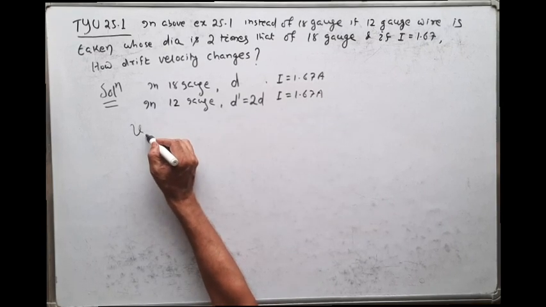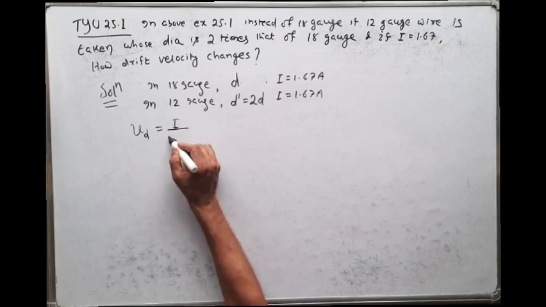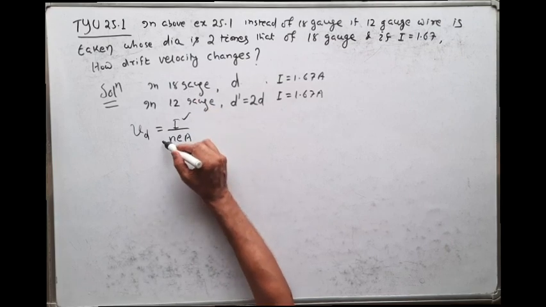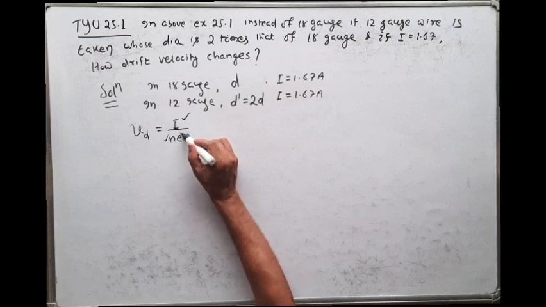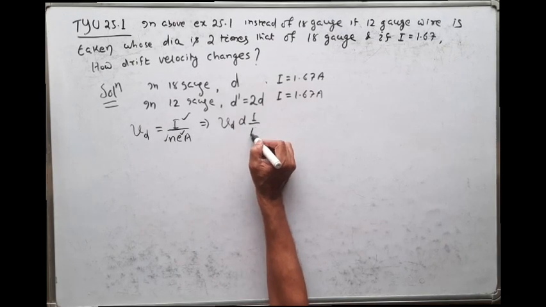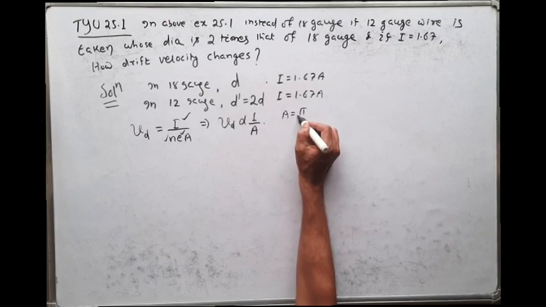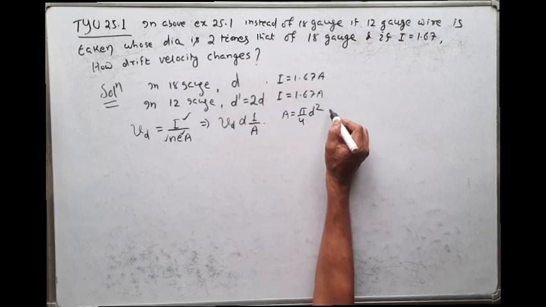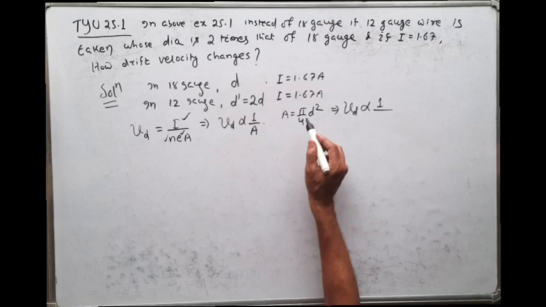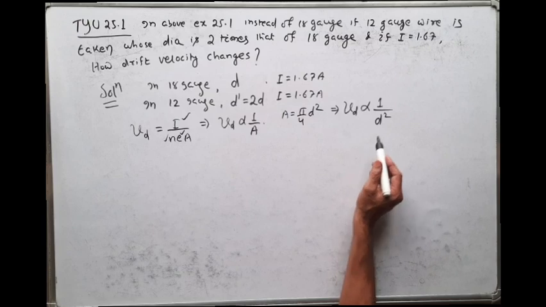What is the formula of drift velocity? Drift velocity is equal to I by NEA. So for both copper wires, current is constant, number of electrons per unit volume is constant, e is constant. That implies drift velocity is inversely proportional to area. And you know area is equal to pi by 4 d square. Area is directly proportional to d square. So I can write the drift velocity is inversely proportional to d square.